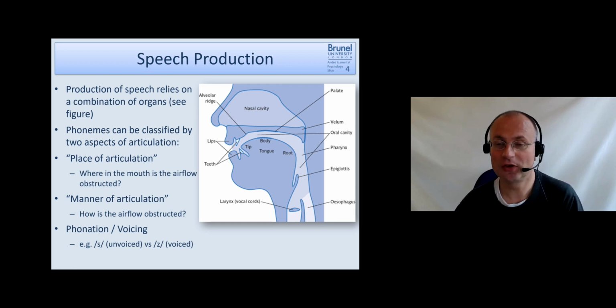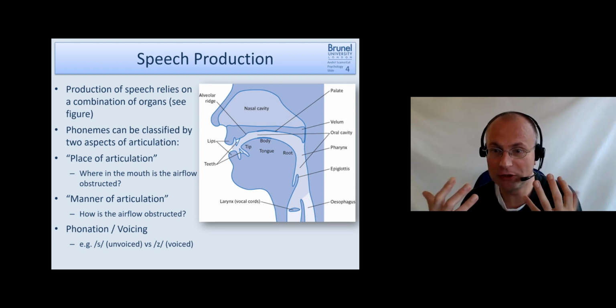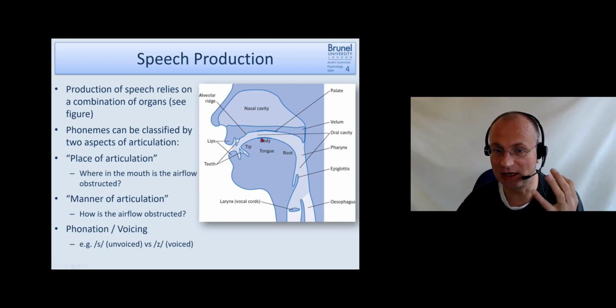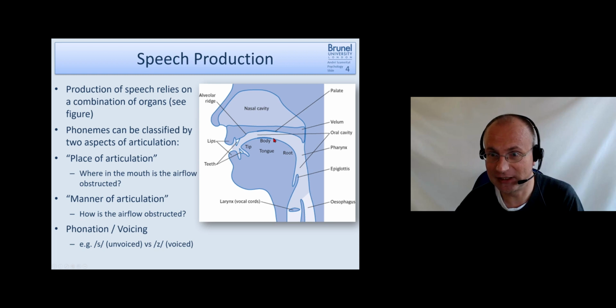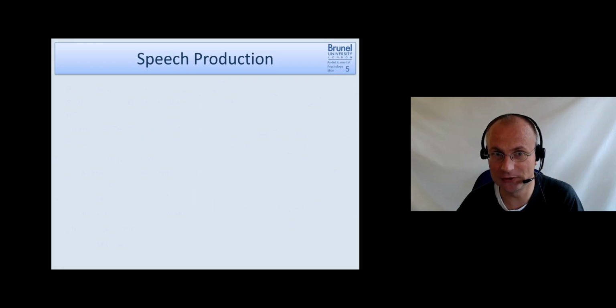Okay, so this is how we can try to describe speech by means of phonemes, and how these phonemes are created by where we obstruct the airflow, the place of articulation, and how we obstruct the airflow, the manner of articulation, and whether it's voiced or unvoiced.